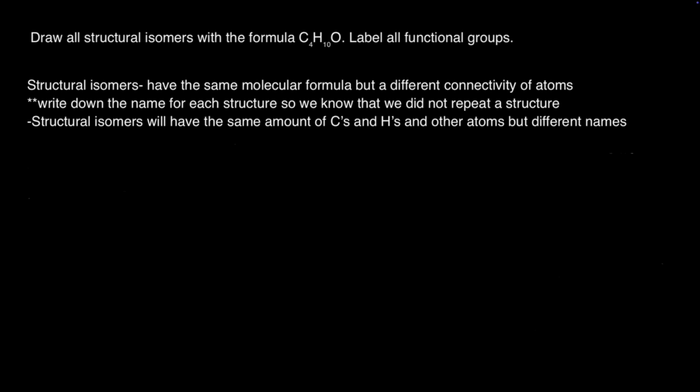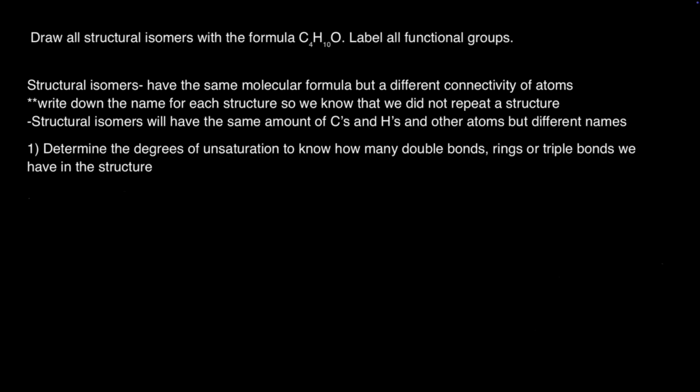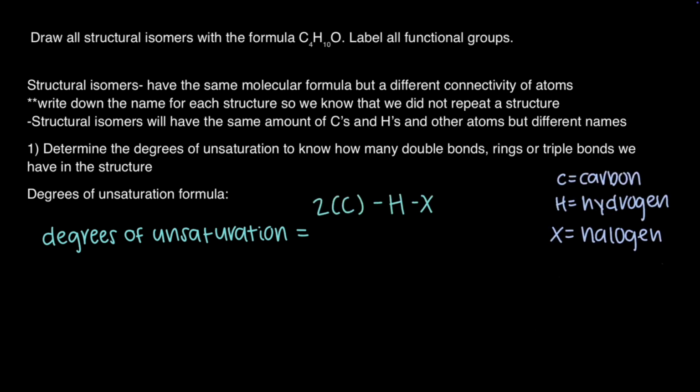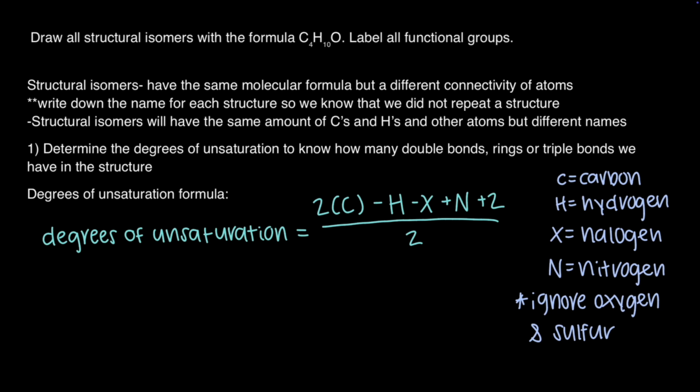To start, we can determine the degrees of unsaturation to know how many single bonds, rings, double bonds, or triple bonds we can have in the structure. For degrees of unsaturation, the formula will be 2 times carbon minus hydrogens minus halogens plus nitrogen plus 2, divided by 2, and we ignore oxygen and sulfur.